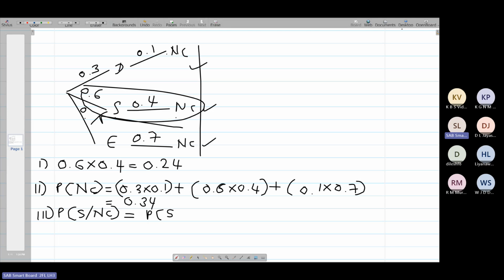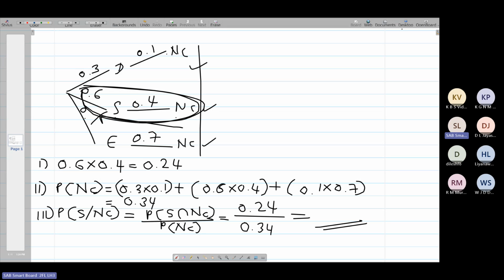Here, probability of S intersection NC divided by NC. NC we know. What is the answer? 0.3. It is given. Then what is the numerator value? S intersection NC. It means this part, 0.6 into 0.4, which is 0.24. You solve it. Then write down the answer: 0.24 divided by 0.3.